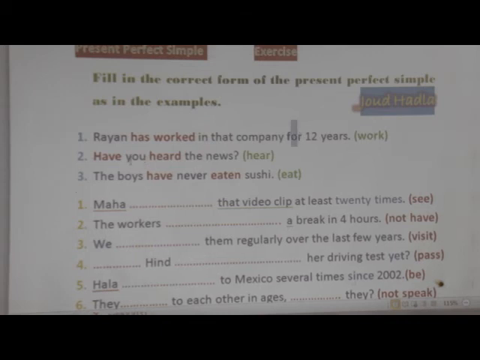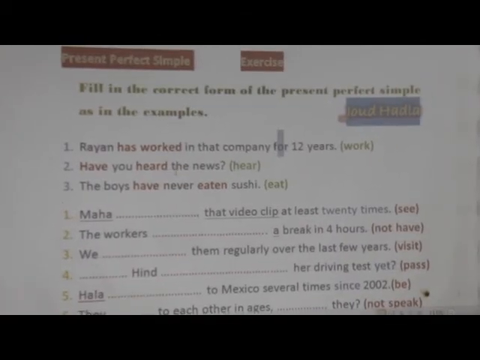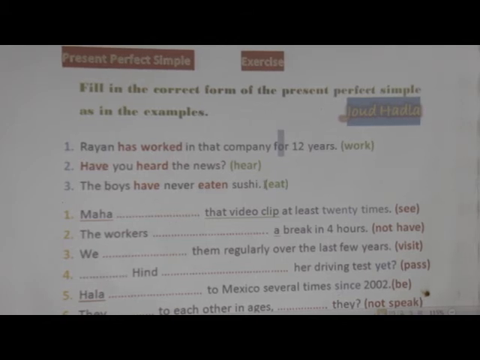Here, a question, we need to invert. Have you heard the news? So, here is used the present perfect. We need the third form plus the helping verb have or has. The boys have never eaten sushi. So, the boys, plural. Here we have a plural noun. We don't use has, we use have. So, the boys have never eaten sushi.